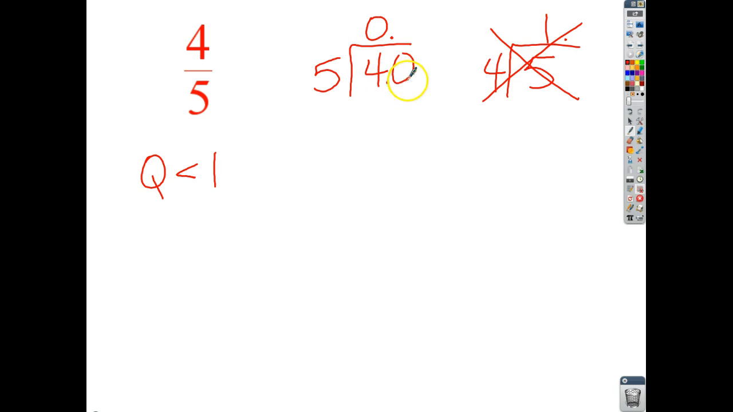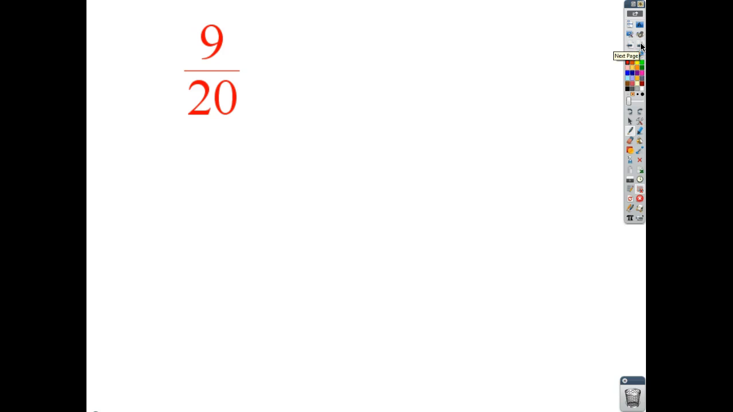Well, if I have 40 tenths and I share it with 5 people, everyone can get 8 tenths, and then I use up 40 of them and none are left. So my answer here is going to be 8 tenths. Okay. Again, this is where your multiplication tables and understanding your products for just single-digit multiplication come in really, really handy. Let's try another one.